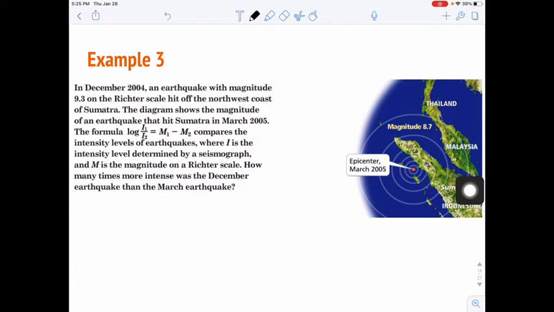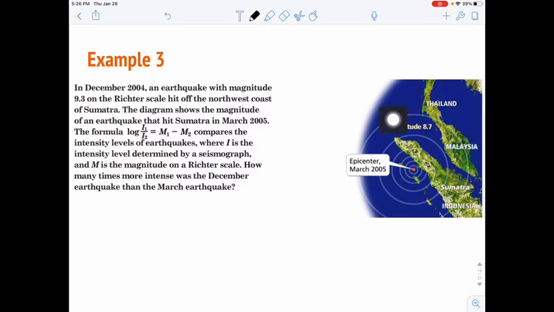Example 3 says, in December of 2004, an earthquake with magnitude 9.3 on the Richter scale hit off the northwest coast of Sumatra. The diagram shows the magnitude of an earthquake that hit Sumatra in March 2005. The formula log of I1 divided by I2 equals M1 minus M2 compares the intensity levels of earthquakes, where I is the intensity level determined by a seismograph and M is the magnitude on the Richter scale. How many times more intense was the December earthquake than the March earthquake?